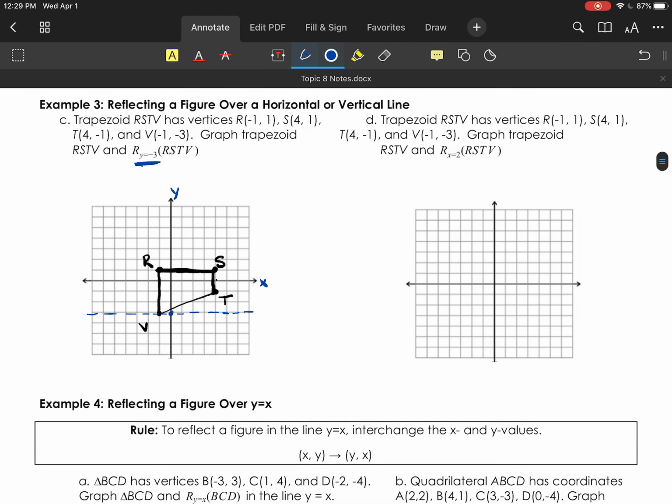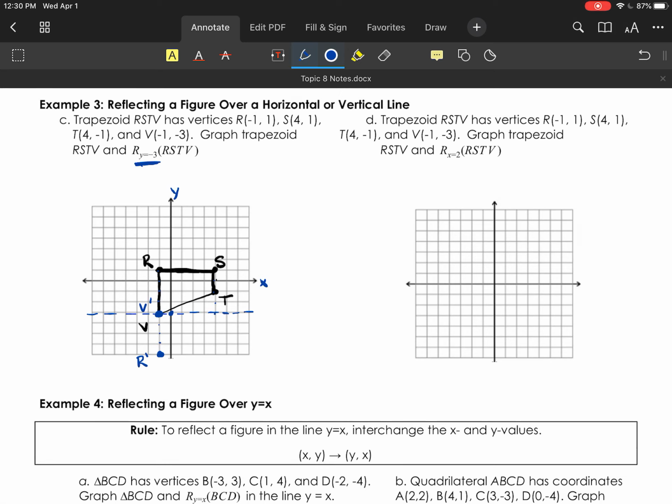So, for example, V is already on the line. That means its reflection is also on the line. So I'm going to label that V prime. Now I'm counting how far away R is from my line of reflection. It is 1, 2, 3, 4 units away. So I'm going to count down 1, 2, 3, 4 units and put R prime there.